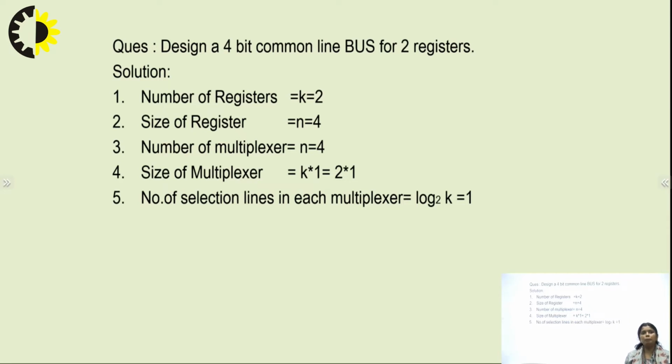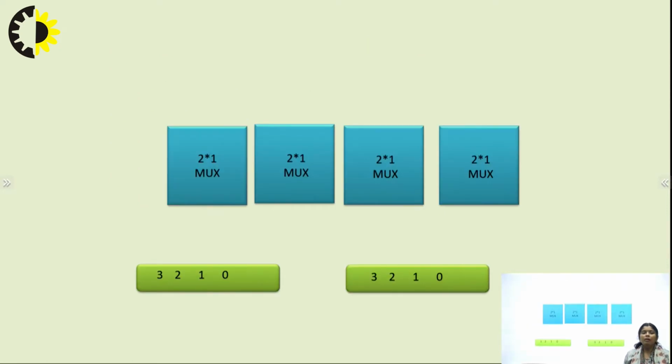So the number of multiplexers is equivalent to the size of the register, so the number of multiplexers will be 4, and the size of each multiplexer is k cross 1, that is 2 cross 1. Because it is a 2 cross 1 size, the selection line will be log base 2 of 2, that is 1.